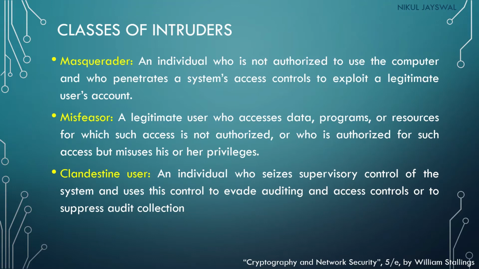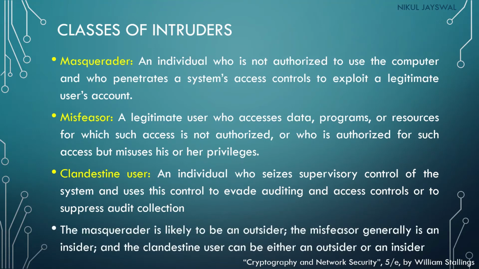So masqueraders are basically external users, then misfeasors are basically internal users, and clandestine users can be external or internal users. So the masquerader is likely to be an outsider, the misfeasor is generally an insider, and the clandestine user can be either an outsider or an insider.